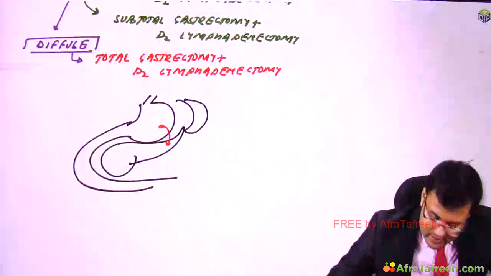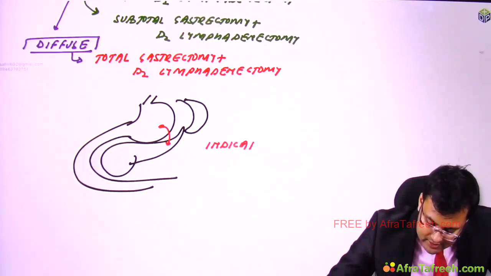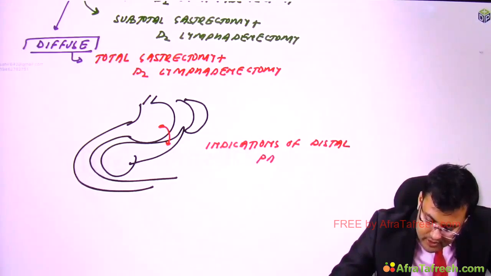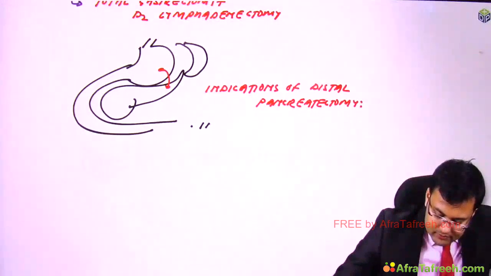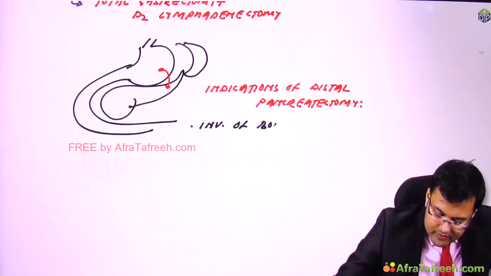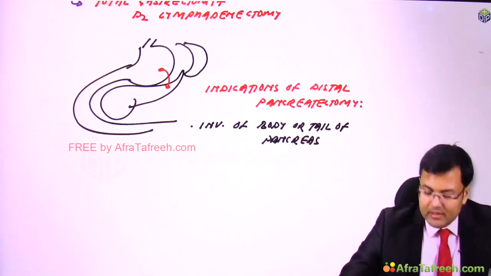So first statement, what are the indications of distal pancreatectomy? And it's easy. There is involvement of body or tail of pancreas. Simple. After that, what are the indications of splenectomy? One, there is direct involvement of spleen. Or second, there are high chances of involvement of spleen, and it's very easy to understand this concept.